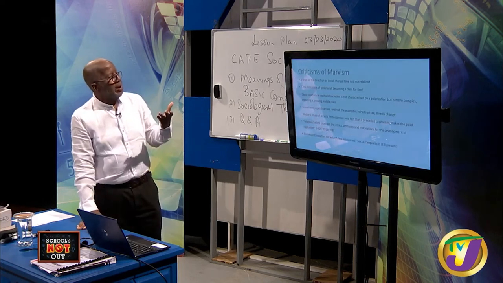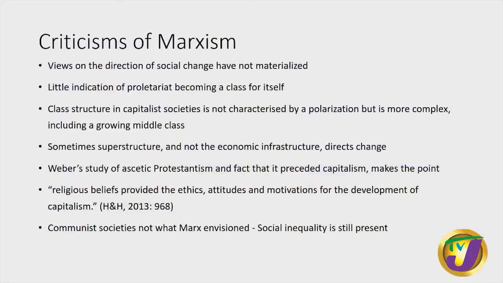So, criticism again of Marxism: the views and direction of social change have not materialized. The social change that Marx envisioned was that over time, the proletariat would become so fed up with the bourgeoisie that they would overthrow the bourgeoisie and set up a classless society. Now, the idea of a classless society is what we call a panacea, a society in which everybody is at the same level. I really can't picture it unless you're in heaven. You died and gone to heaven.